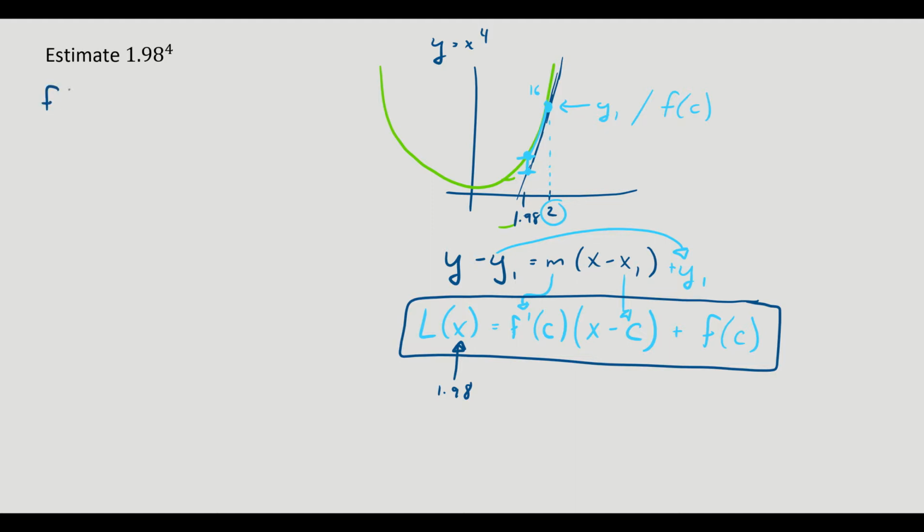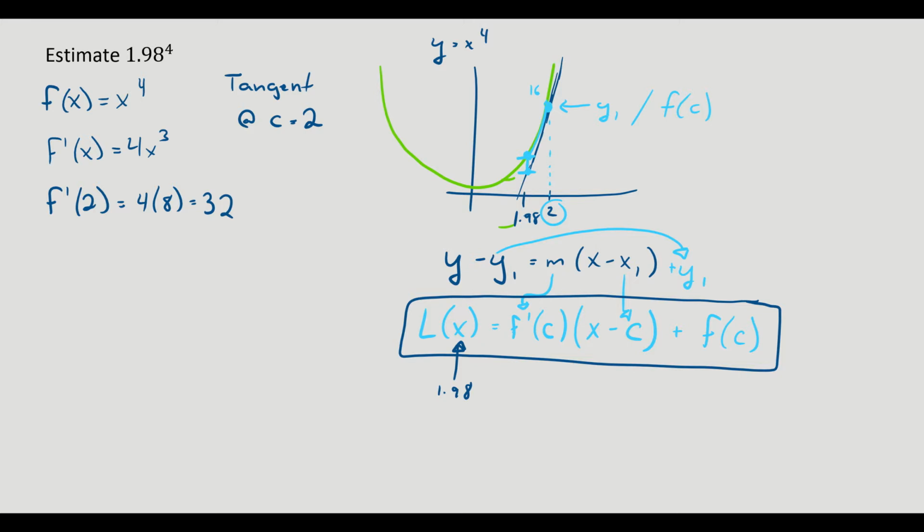I identify the type of function that is at work here, and it's x to the fourth. Okay, that's my function. Now I need to know the derivative, so I'm going to find f prime of x, that's 4x to the third. But I'm creating my tangent line at c equals 2, because that's the closest known point. I'm trying to estimate 1.98, but 2 is the closest value that I just easily know the value of. So I now find f prime of 2, which is 4 times 8, which gives me 32. So I found my f prime of c.